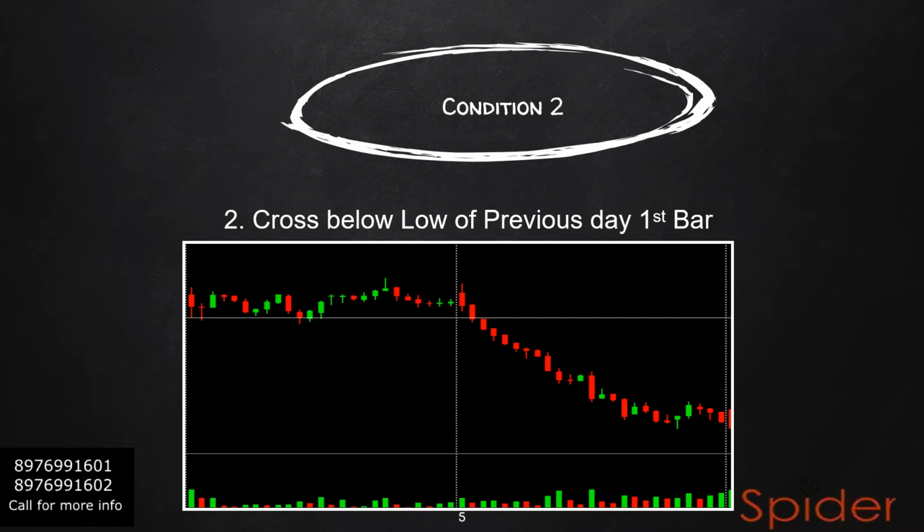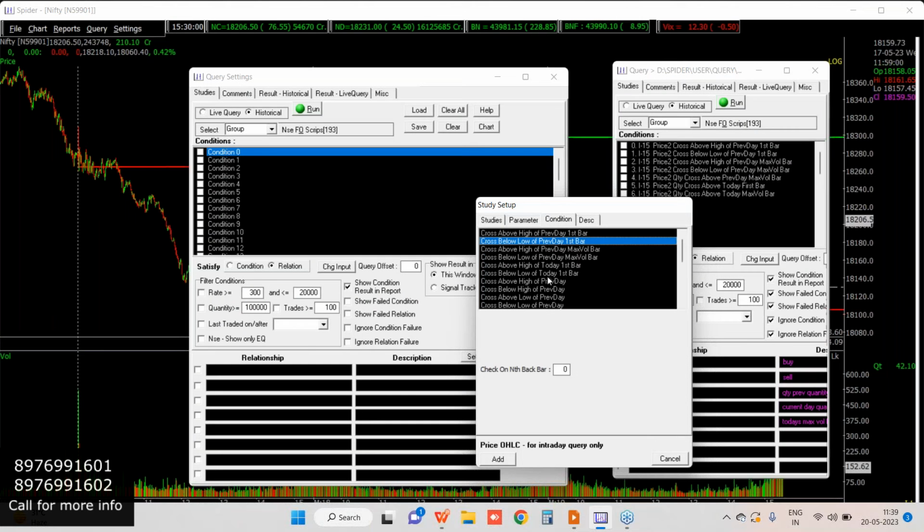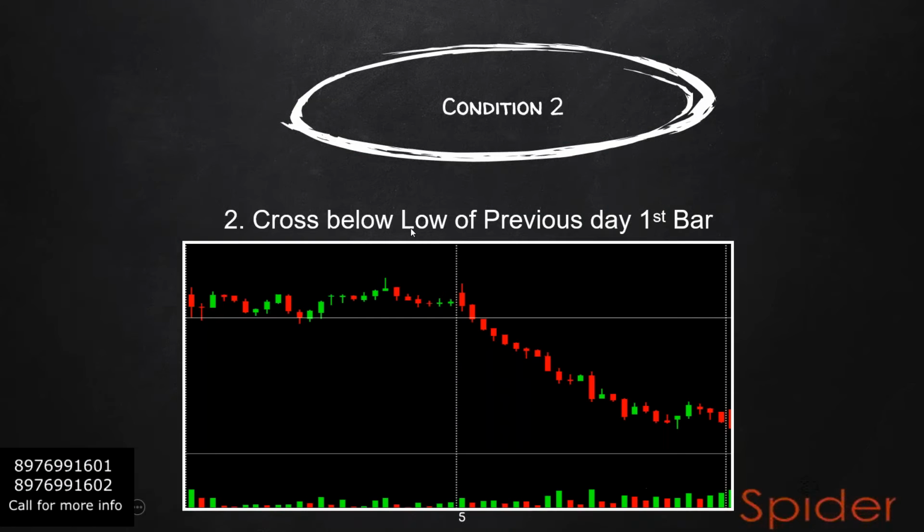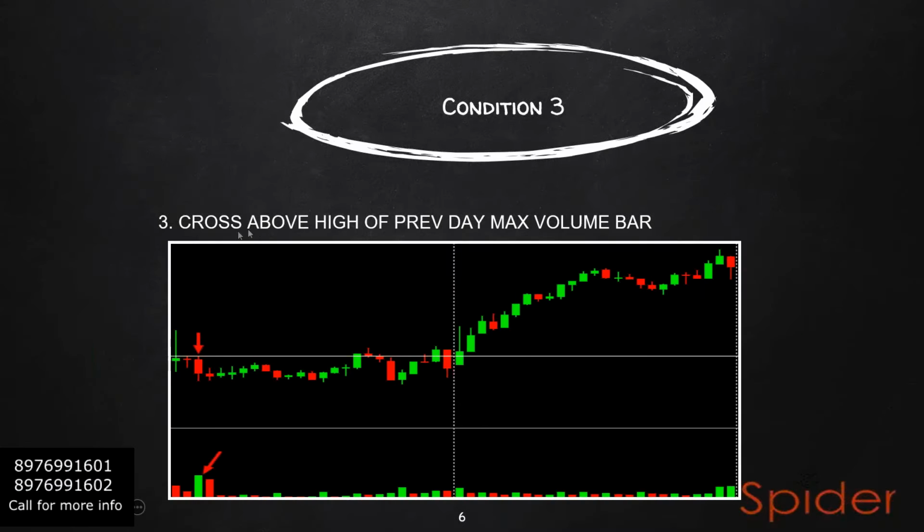But it will not always be like that. Whenever the first candle is the highest volume candle, we'll need it to be a proper high volume candle. For that, we have a third option over here, which is price above high of previous day maximum volume bar. Just read what is written over here again: cross above high of previous day maximum volume bar.